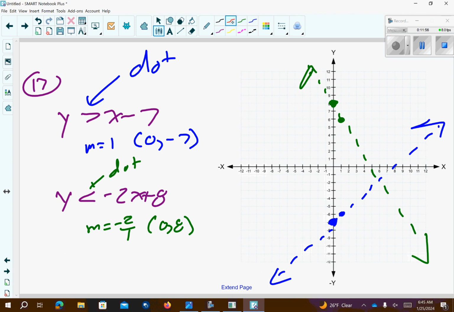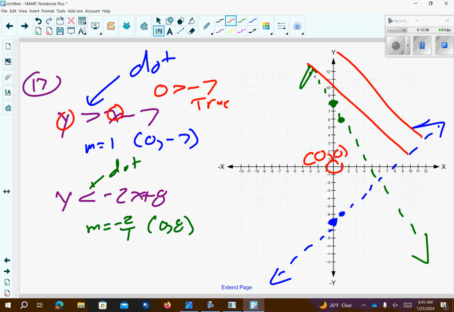Now I'm going to pick 0, 0. That's my test point. So 0 and 0 there. So is 0 greater than negative 7? And that's true. So for the blue, I'm going to shade the side that 0, 0 is on.